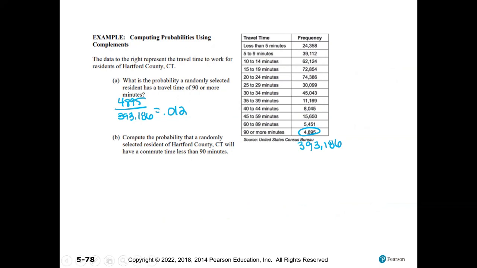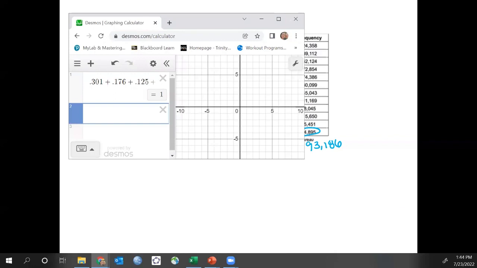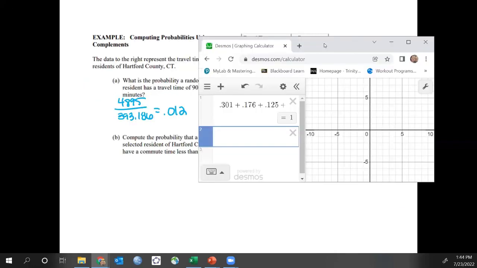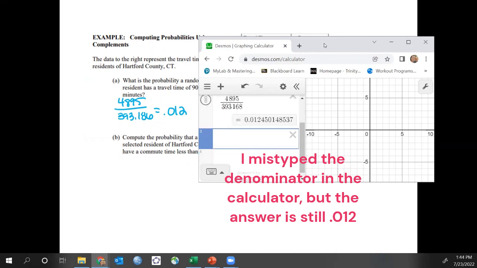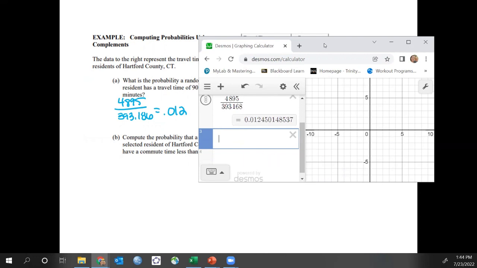Okay, just in case you guys really want to see me do one of these. Okay, so 4,895 divided by 393,186, 0.012. So B says compute the probability that a randomly selected resident of Hartford County will have a commute less than 90 minutes.